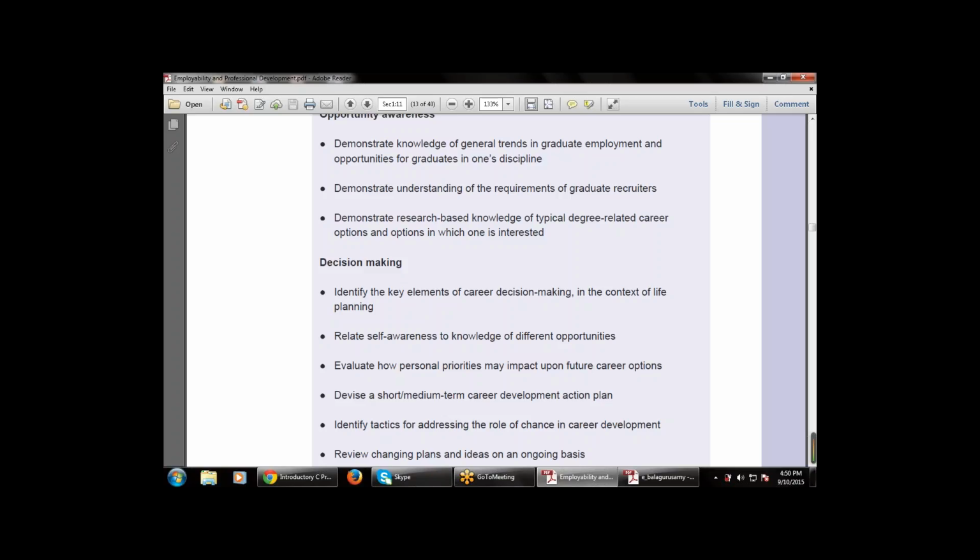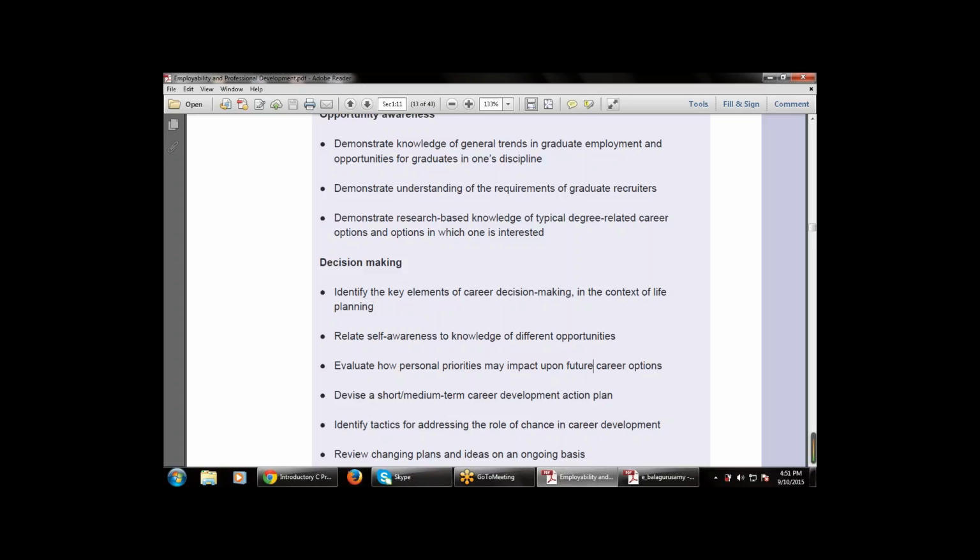Then evaluate how personal priorities may impact upon future career options. That is, what are the various personal priorities that will impact upon the future career option. Evaluate how personal criteria, for example a strength that he or she has, can impact upon future career options.